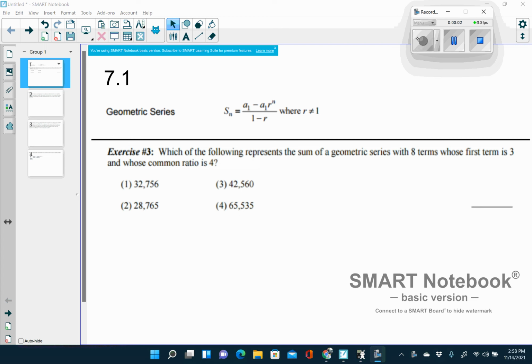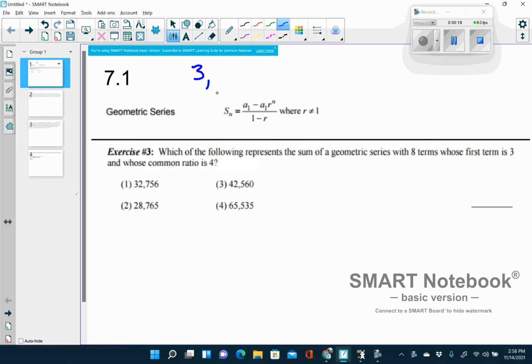So welcome to 7.1. This is how we start. This is called the sum of a geometric series. Just to refresh your memory, geometric just means that you have a set of numbers and you're multiplying by a number to get the next term.